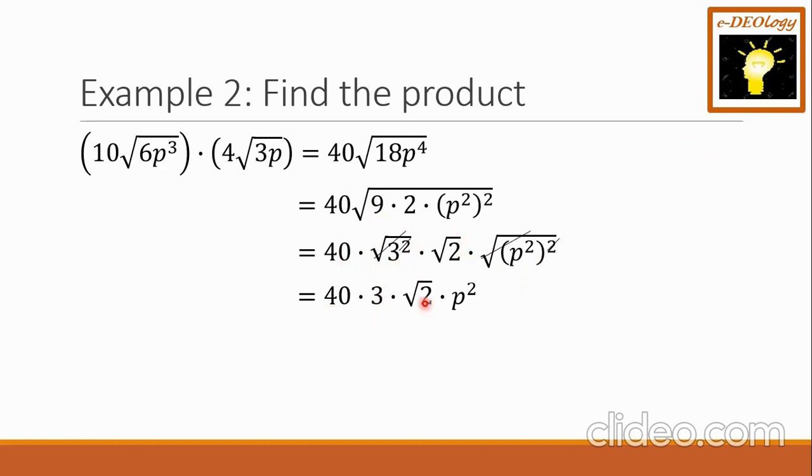For the square root of 2, we simply copy it here. For this term, we cancel the radical along with that power 2, so only the base p squared will come down here. At this point, we're going to combine all terms that are not inside the radical symbol. So this 40 will multiply to 3, also multiply to the p squared. So it becomes 120p squared, and also the square root of 2 will be copied here. So this is our final answer.